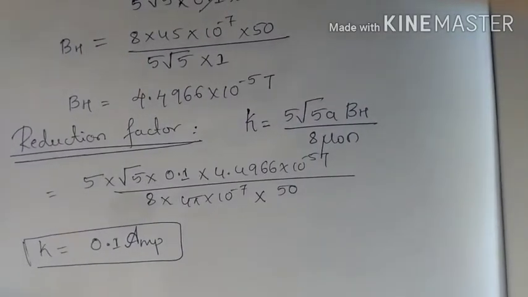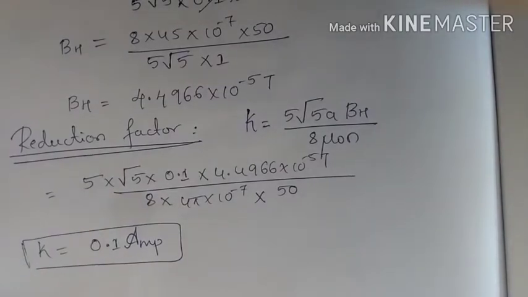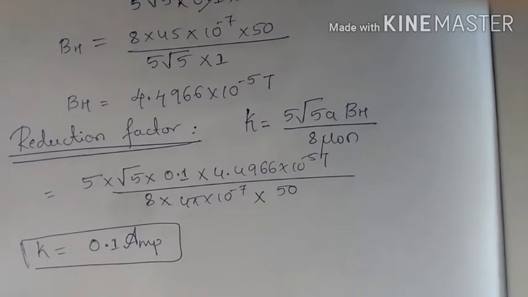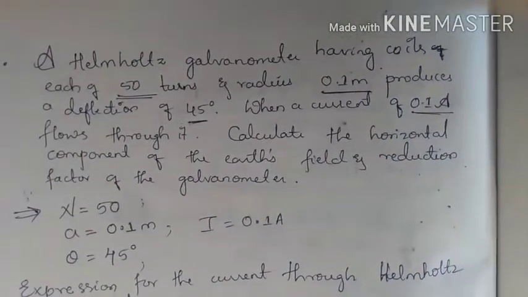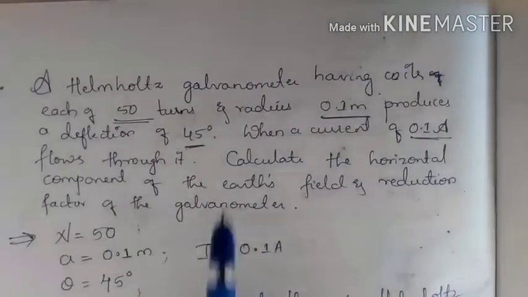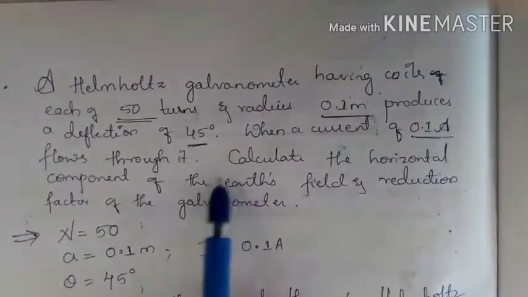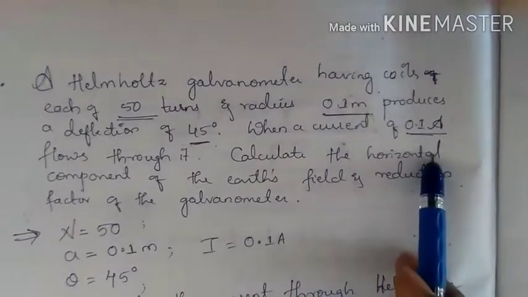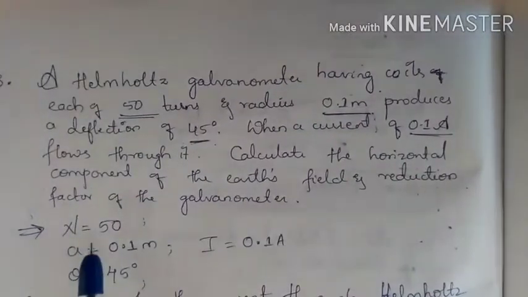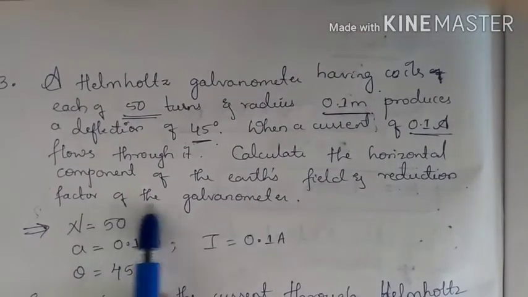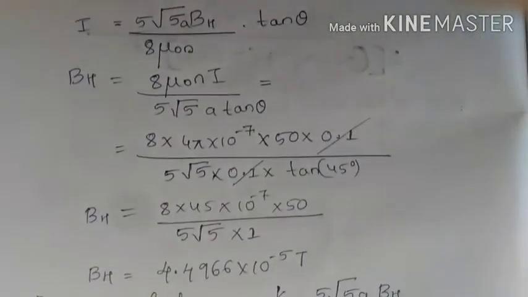Clear? K is equal to 5 root 5 ABH by 8 nu naught n. If you substitute all the values into the equation, then you get K equal to 0.1 amp. So this is the solution for question 3. Here we have a Helmholtz galvanometer which has 50 turns and radius 0.1 meters. The deflection is 45 degrees and the current through it is 0.1 amp. We have calculated the horizontal component of the Earth's field and the reduction factor of the galvanometer. So this is the solution.